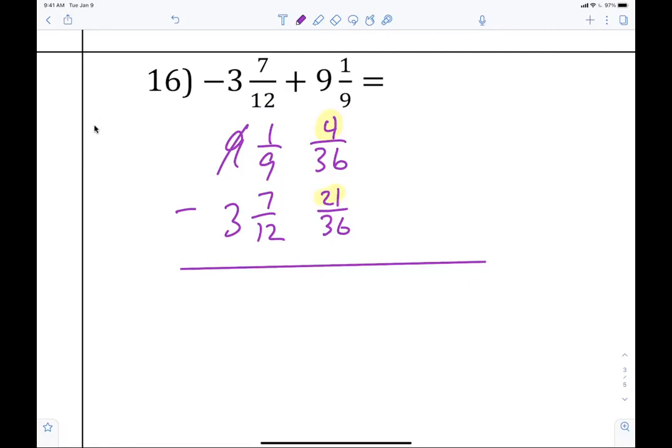So wait a minute now. I borrowed 1 from 9 and I want you to make it a what? 8. And then I add these two, sir. So 40. Do you agree with me? Yes. All right, now what? Now 40 minus 21 is 19. That is correct. Over 36. And then what? The whole number is 5. That is correct. Positive 5.